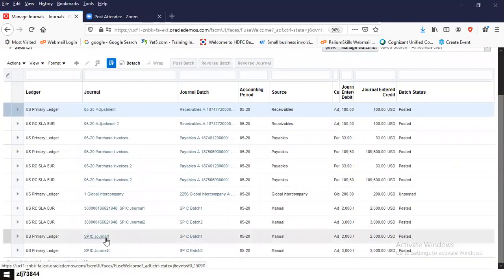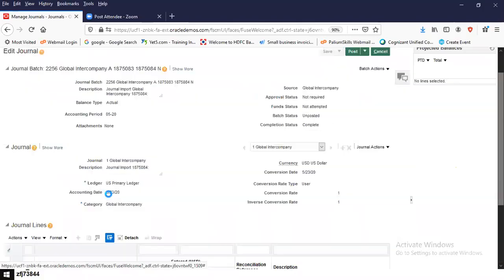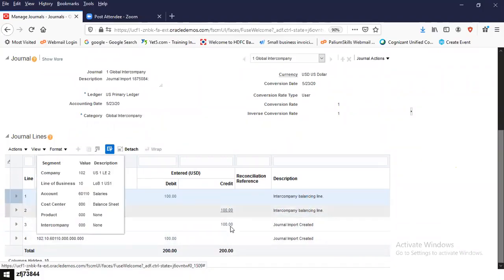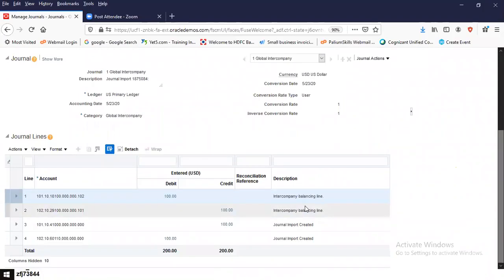These are the IC journals. I think it's this one. Yeah, this is the one. This is the global intercompany 102 and 101. The corresponding journal lines, $100 each, right? So the corresponding journals have been imported. From the global intercompany set of tables, we have transferred it into our general ledger module.